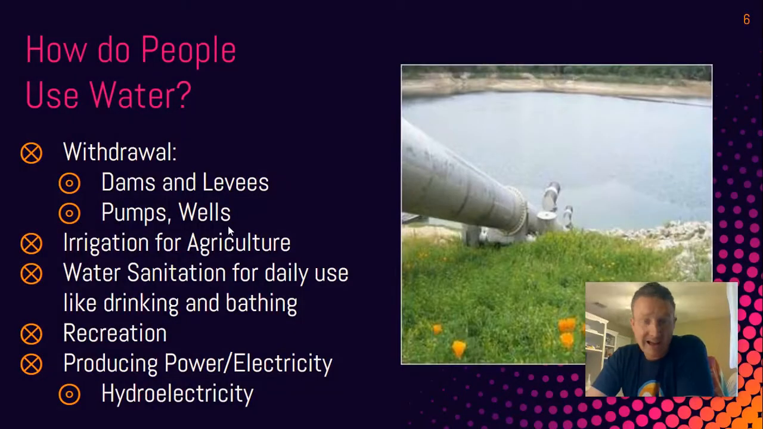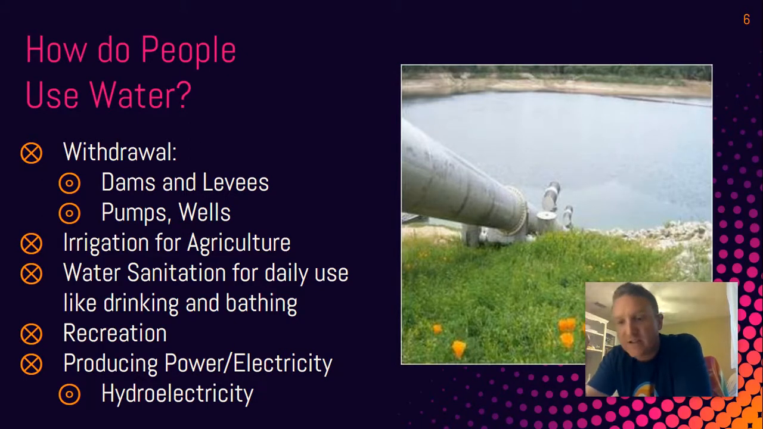All right, so how do we withdraw it? Dams and levees, pumps and wells. So that's taking it from the source, withdrawing it. Irrigation for agriculture is a big part of it. Even animals need it, and the crops that we eat have to have water also. Then there's water sanitation for daily use, like drinking and bathing.